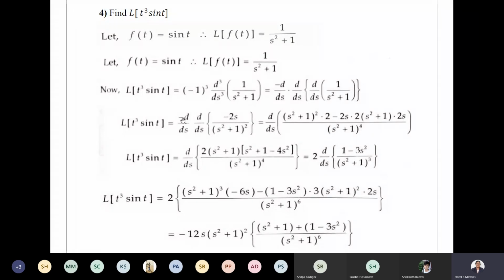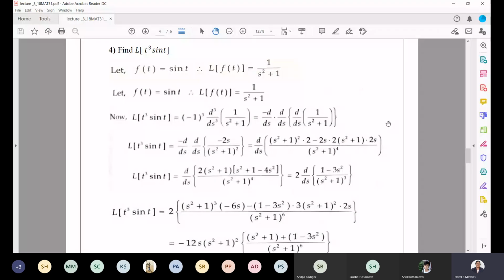I repeat this step again. We have here this minus we have cancelled. We have denominator square, so it will be s square plus 1 whole power 4. Then denominator s square plus 1 whole square into differentiation of 2s, that is 2. Then minus numerator, that is 2s, into differentiation of the denominator. Differentiation of the denominator will be 2 into s square plus 1. This will be the successive differentiation where we use the chain rule. S square plus 1 whole square will be 2 into s square plus 1 into differentiation of s square plus 1. What is the differentiation of s square plus 1? It is 2s. Is it okay?